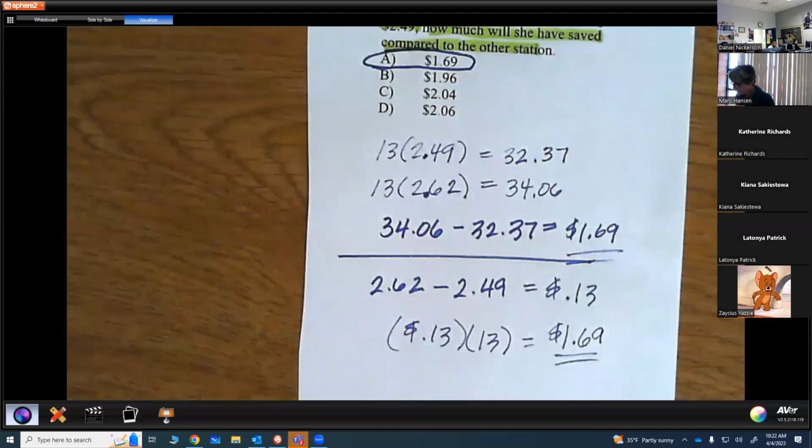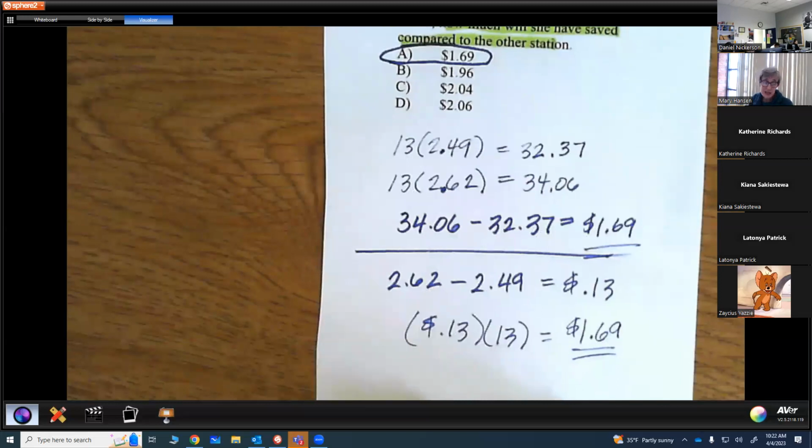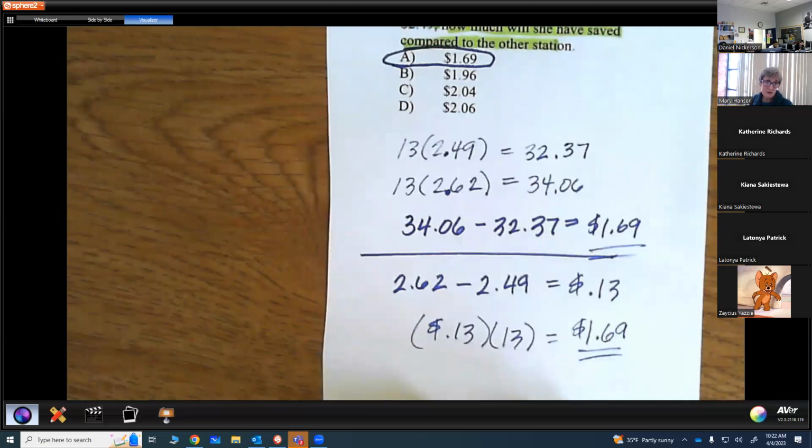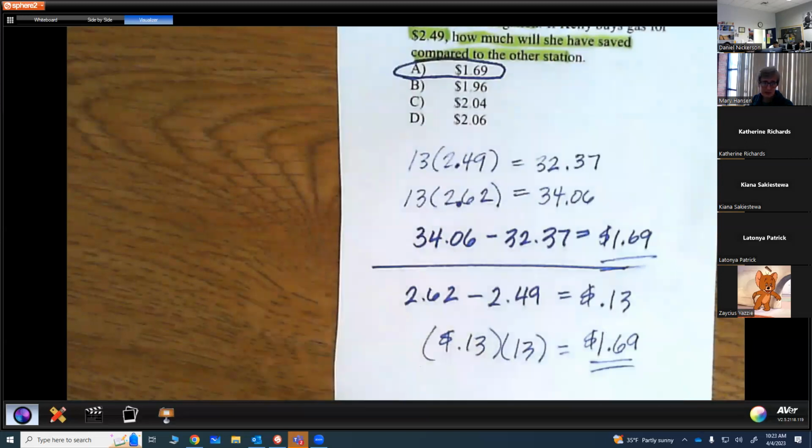Thank you for that. Another way to do it. The nice thing about math is a lot of times there are multiple ways to attack a problem. Any other thoughts or questions, comments? All right.